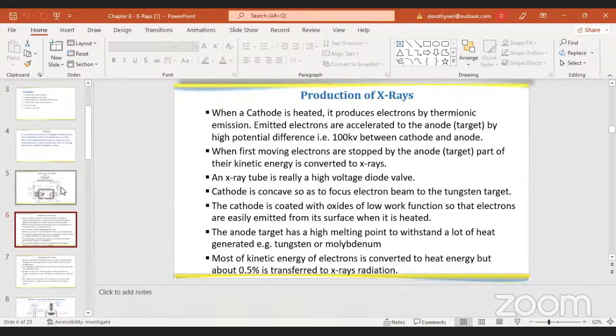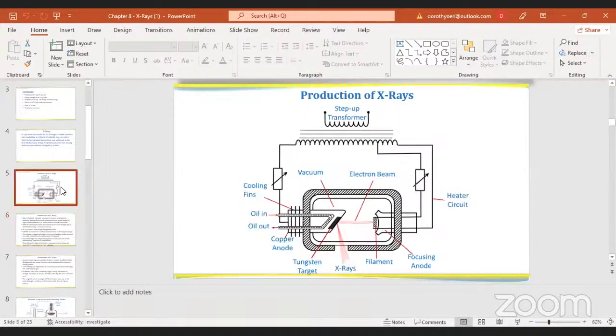If you look at, let me go back to the diagram. I'll keep on taking you back. If you look at the diagram, please ignore this focusing anode. That's not the focusing anode, but that is the cathode. Now, when electrons are produced, the anode is this where we have the tungsten. The diagram is wrongly labeled in that case. Sorry for that.